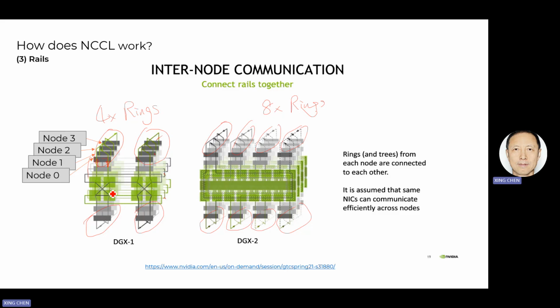The intranode is by going through the InfiniBand. The internode is by going through the PCIe switch, and then the links between the PCIe switch. And this is the same story for DGX2 systems.